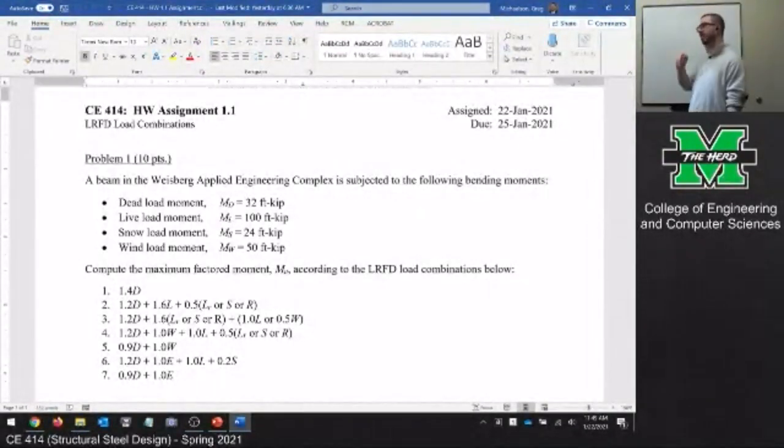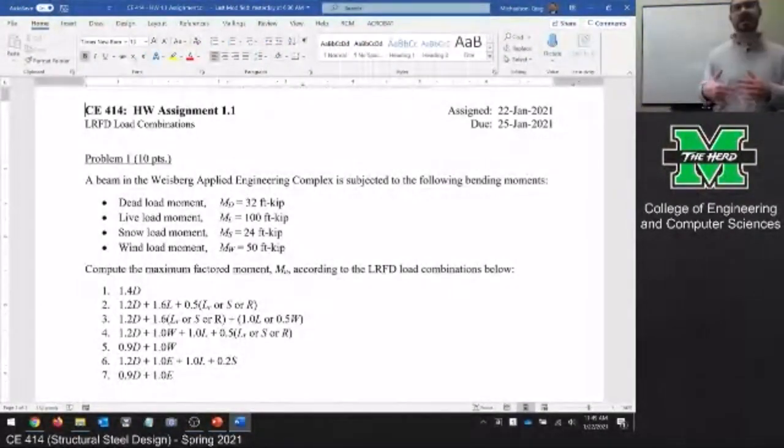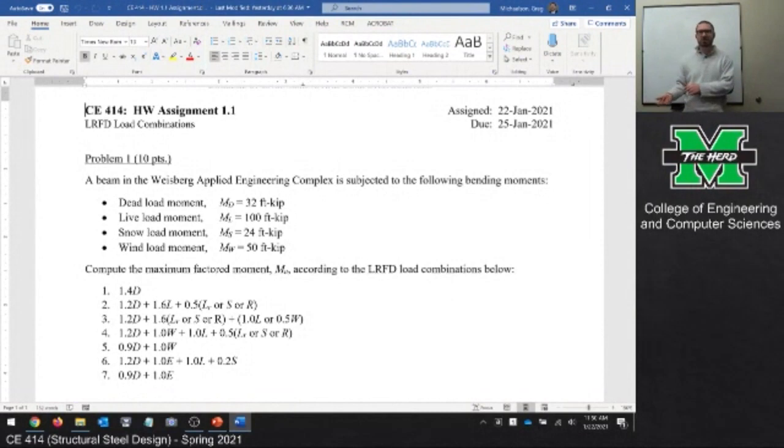Two points I'll mention before we call it. Some of you might be looking at these combinations and go, wait a minute, why is the load factor for wind 1 on some of these? Why is the load factor for seismic 1? The reason is that LRFD is becoming such a mainstay that all of those maps I showed you already have the load factors built into them, so you don't have to use them. That's why LRFD is really the way we should be doing things nowadays.